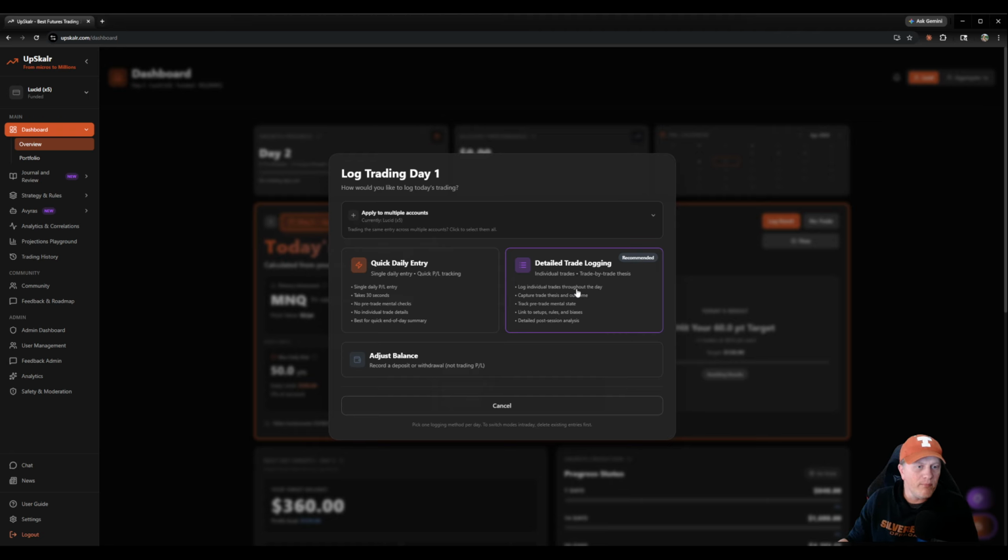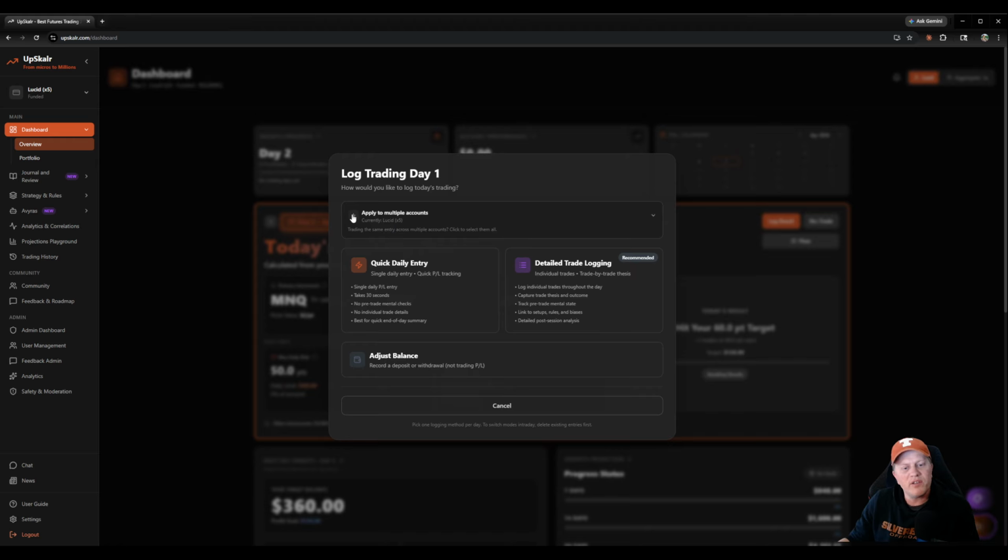I'll be honest, most of the time, I'm choosing to use the quick daily entry simply because I know how I trade for the most part. I use the journaling extensively as well, so I get a lot of feedback from Avyras there, but most of the time I do use the quick daily entry instead of detailed trade logging. But if you're starting out, if you're new and you're really trying to laser focus in on certain plays, right? So maybe you've got some plays defined in strategy and rules, and you're trying to really learn and get better, I would really encourage you to use the detailed trade logging.